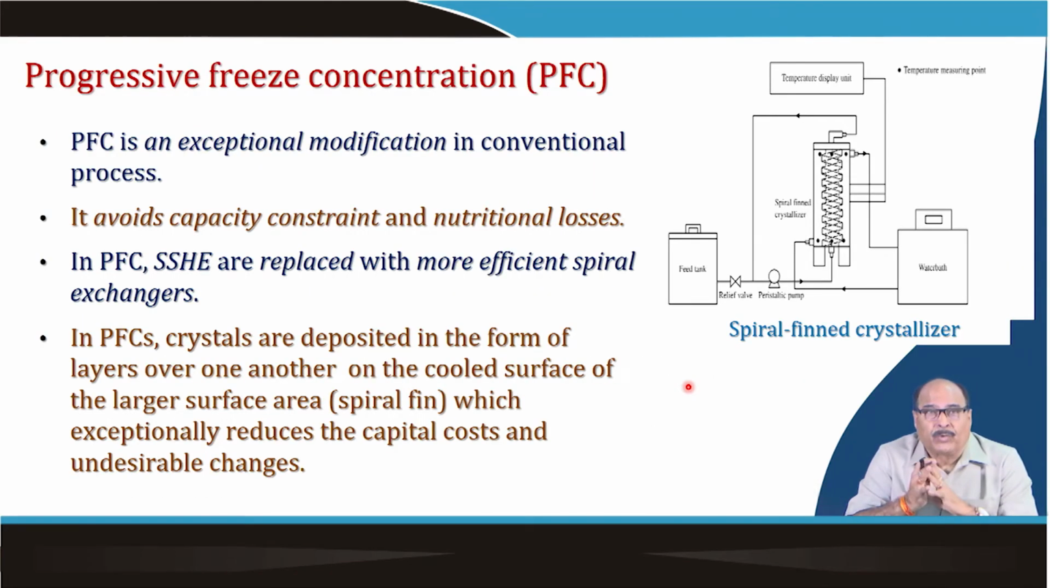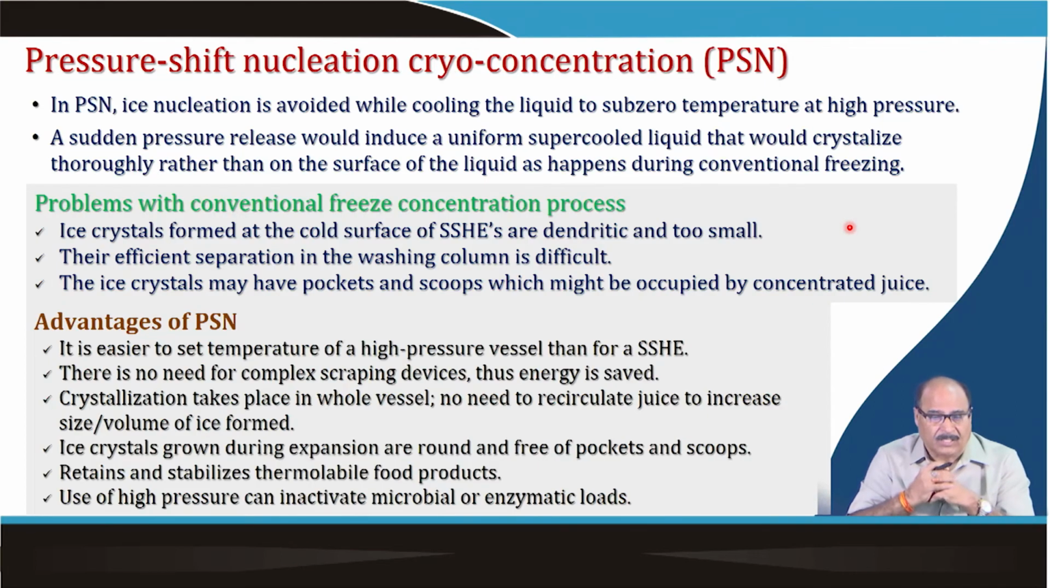Okay. Then progressive freeze concentration, PFC, is an exceptional modification of the conventional process. It avoids capacity constraints and nutrient losses. In PFC, scraped surface heat exchangers are replaced with more efficient spiral exchangers. So, in PFC, crystals are deposited in the form of layers over one another on the cooled surface of a large surface area, that is a spiral fin, which exceptionally reduces the capital cost and undesirable changes in the concentrate.